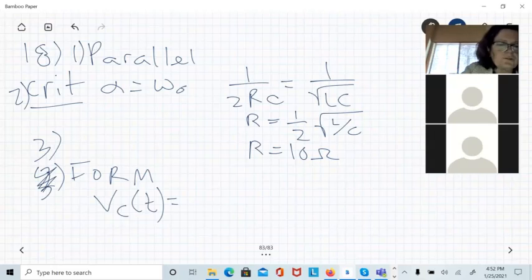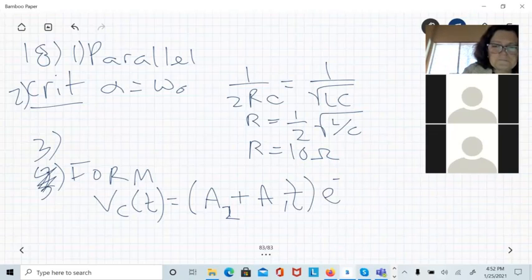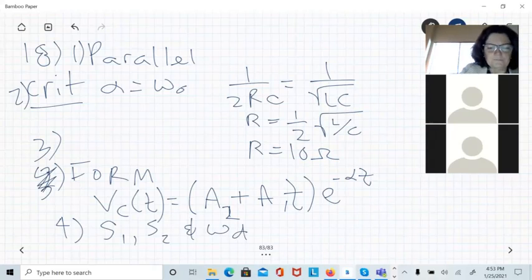And the form of the solution is A2 plus A1 t, times e to the minus alpha t. Okay, we've got alpha. There's nothing else left. I don't have to solve for S1, S2, and omega D. I don't need them. So I can skip that step.